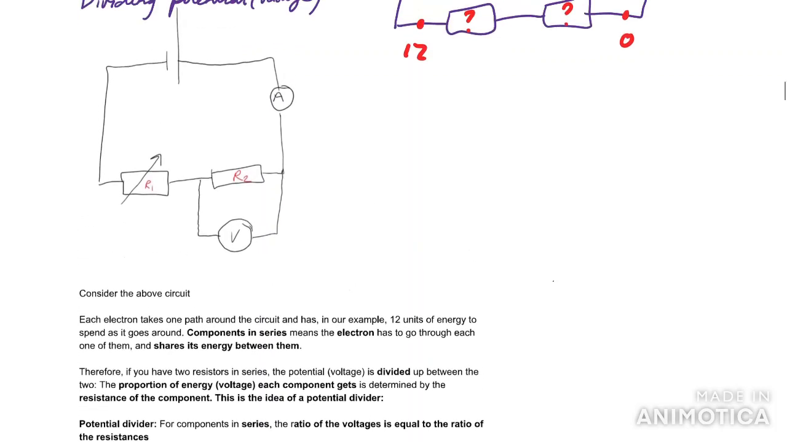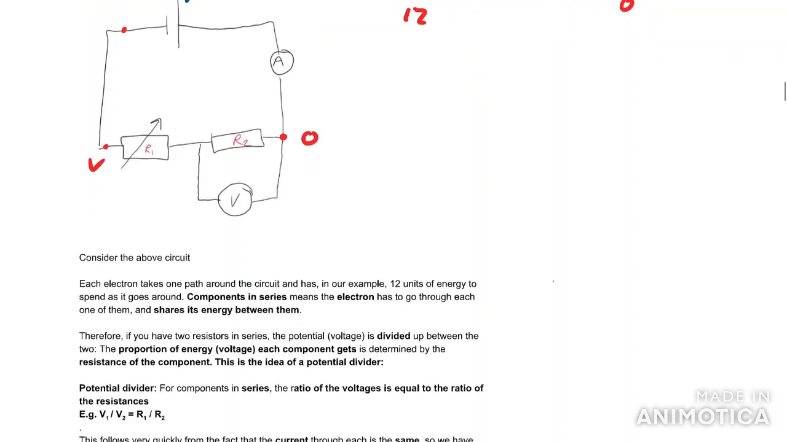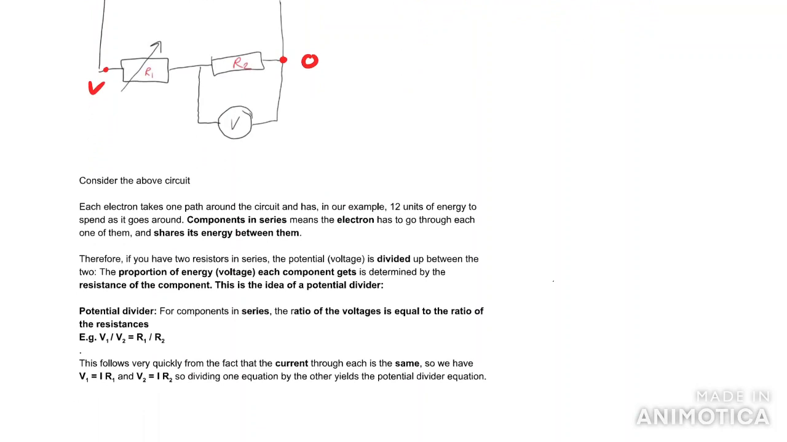Let's say in this circuit we know that this battery has a voltage of V, and we've got a variable resistor here with resistance R1 and a standard resistor with resistance R2. Each electron takes one path around the circuit, and by the time it gets here it hasn't spent anything, so it's still got V left. By the time it gets here, it's got 0. So it must have spent some amount across R1 and some amount across R2. But how does it choose how much to spend?